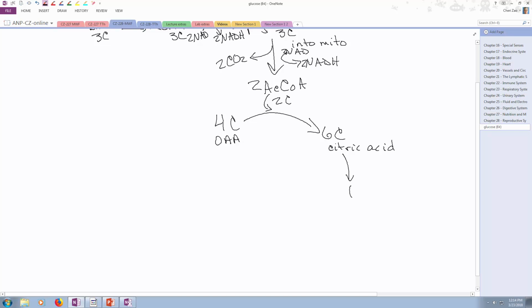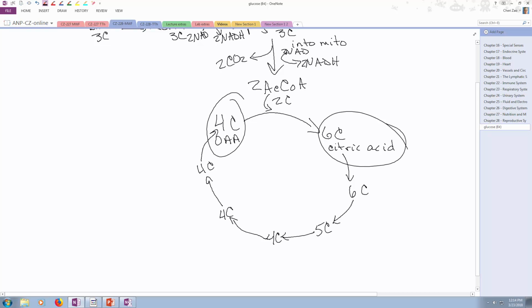So we're going to do another 6C. We're going to do a single 5C. We're going to do a 4C, which is going to go to another 4C, which is going to go to another 4C, which will end up with oxaloacetic acid. So there's 4 4s, 2 6s, and 1 5. The only names that you need to know is this one and this one as far as the names of this.